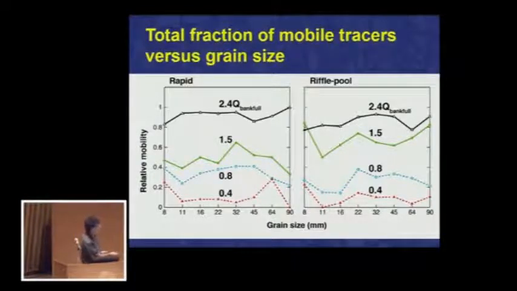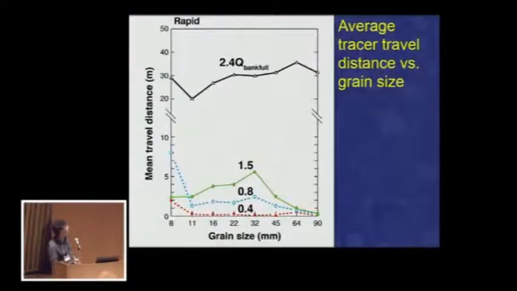There are a few irregularities in the plots, as you can see here, but overall there is a little bit of decline here and a little bit of decline here, but it's not that clear. And as we reach the highest flows, all of the particles are equally mobile, at almost 90%. And we see the same trend in the riffle pool.